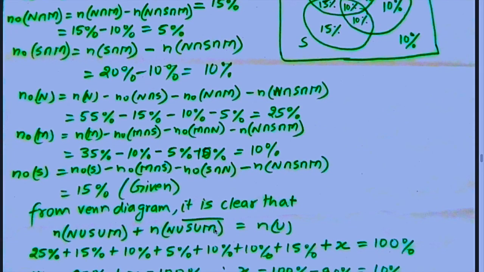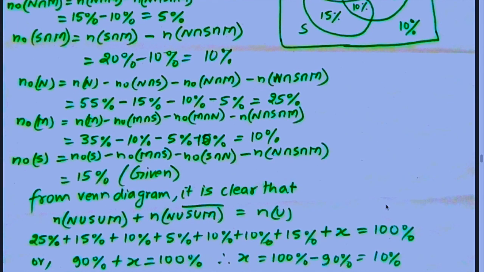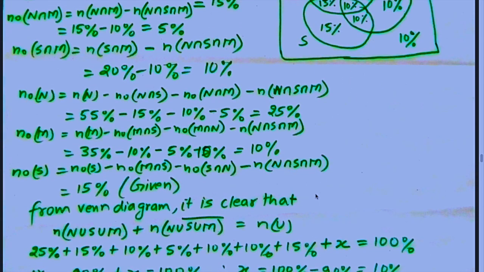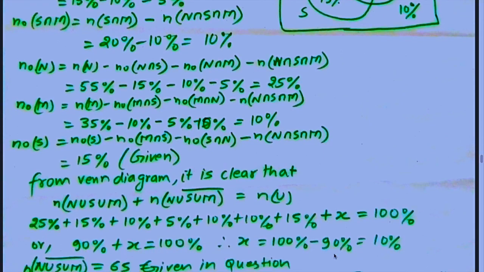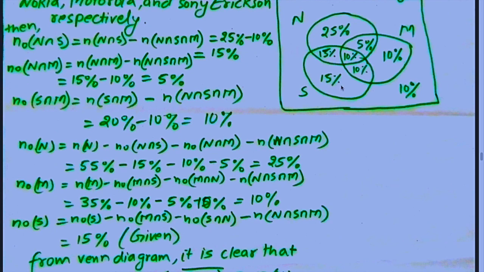From the Venn diagram, it is clear that we have the formula n(N ∪ S ∪ M) plus n((N ∪ S ∪ M) complement) for the universal set. So here 25% plus 15% plus 10% plus 5% plus 10% plus 10% plus 15% plus X equal 100%. This we came from the formula. From the Venn diagram we got all these values, provided clearly.